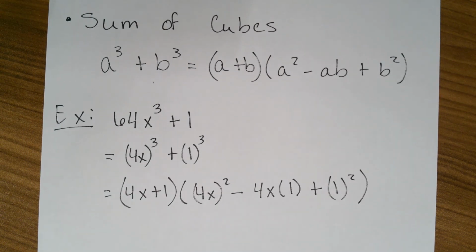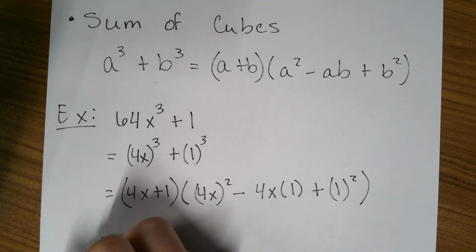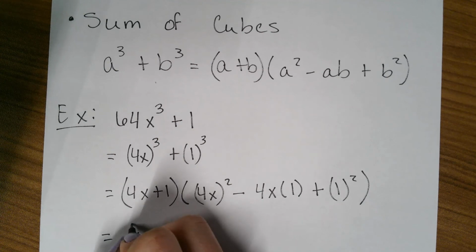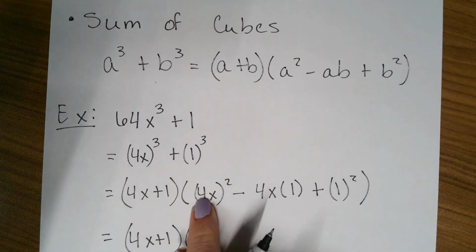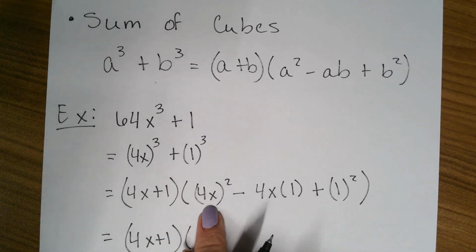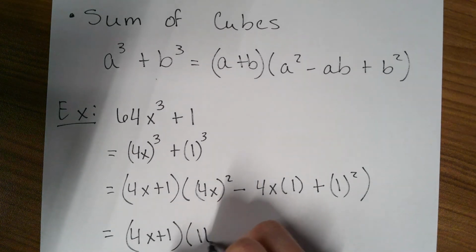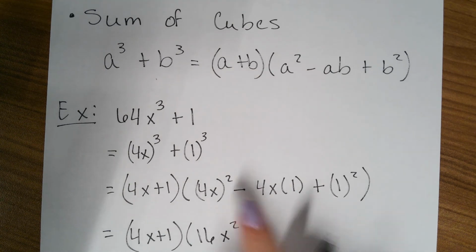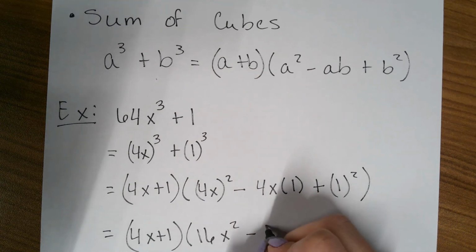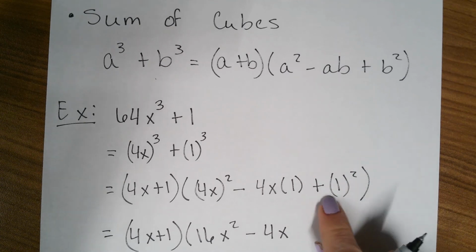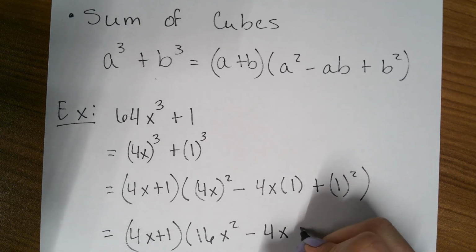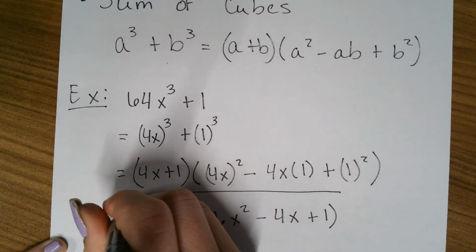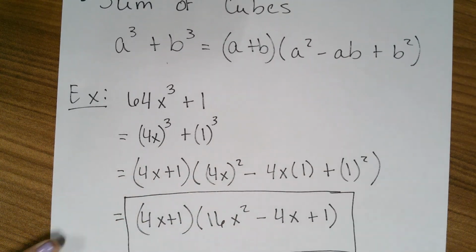Now that looks mighty funky, so let's go ahead and simplify this. The 4x plus 1 stays as is. And 4x squared, that means 4x times 4x, which gives me 16x squared, minus 4x times 1, which is just 4x, plus 1 squared. 1 times 1 is just 1. And there we go. We factored the sum of cubes.